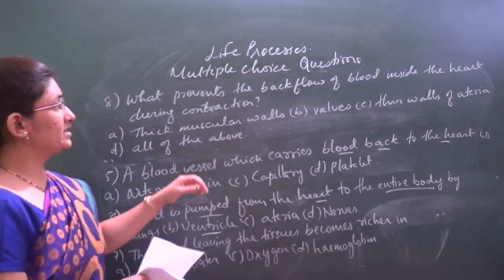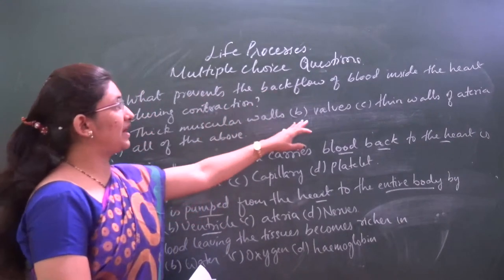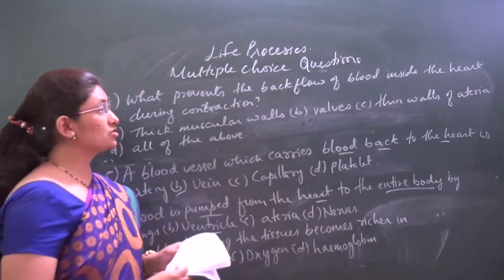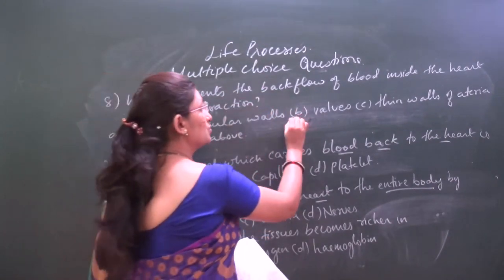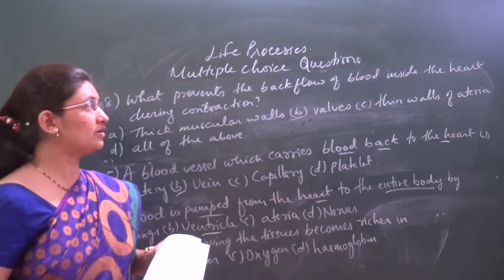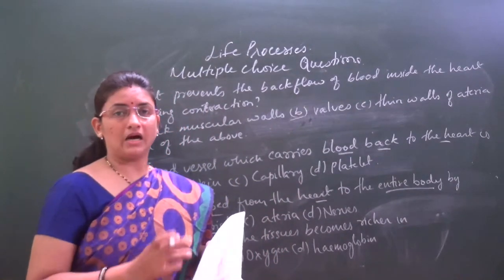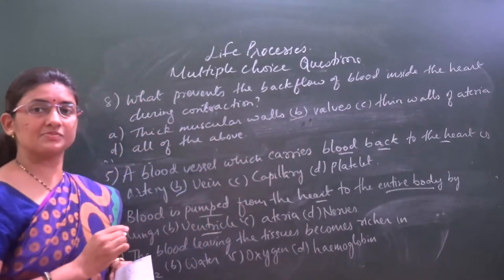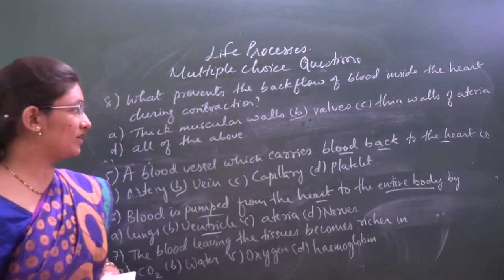So we had seen the valves that prevent the backflow of the blood. In the heart, it is due to the valves present that the backflow of the blood back into the arteries or ventricles is prevented. So it is the function of the valves that prevents the backflow of the blood.